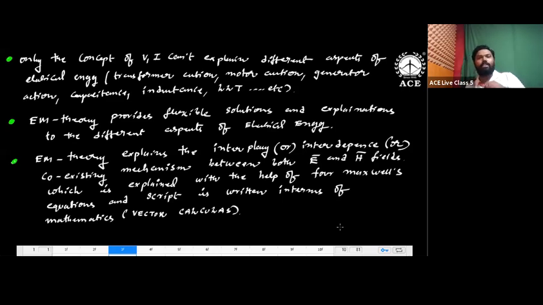So what is the language of understanding electromagnetic theory? It is vector calculus. The subject is all about EM phenomena. If you want to understand EM phenomena, you should know what Maxwell's equations are. So the subject is all about deriving the Maxwell's equations, defining the Maxwell's equations, explaining the Maxwell's equations.